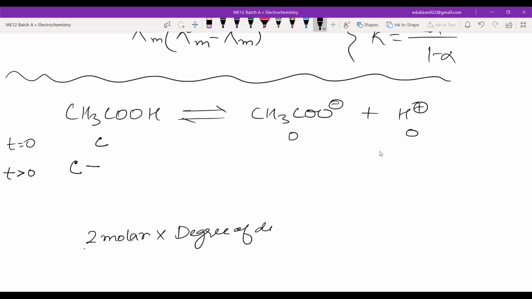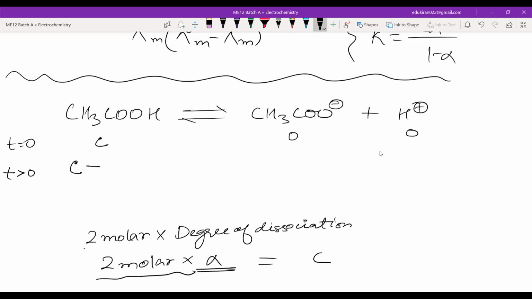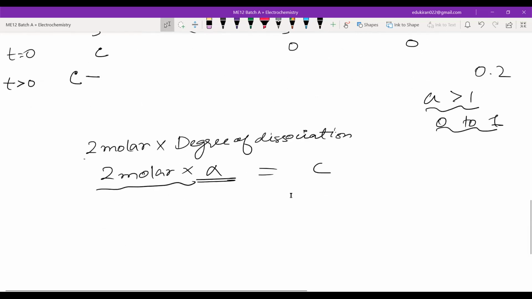Degree of dissociation or dissociation constant. So this will be 2 molar into whatever the alpha is. That means we can write this as 2 molar, the concentration, into alpha, and this alpha is always less than 1, so alpha lies between 0 and 1. If we have 2 molar and let us say alpha is equal to 0.2, then we get 2 into 0.2. So this will be 0.4, that is 4 by 10, right?